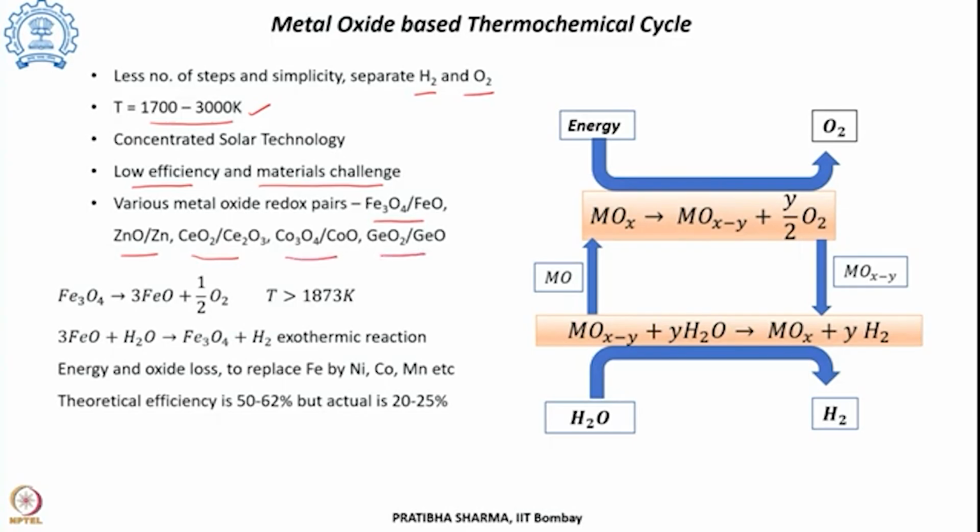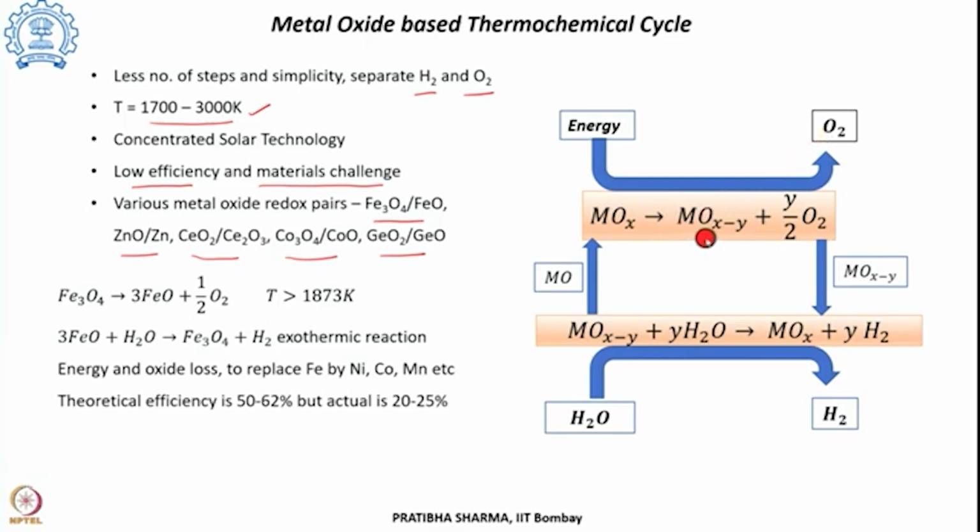Now let us understand the process first. The metal oxide in its higher oxidation state, or higher valence state, undergoes a reaction such that it goes into its lower oxidation state, producing oxygen. So, it undergoes a sort of reduction, producing oxygen in the process. This is basically the endothermic process and usually the limiting process, wherein energy is required and oxygen is being produced.